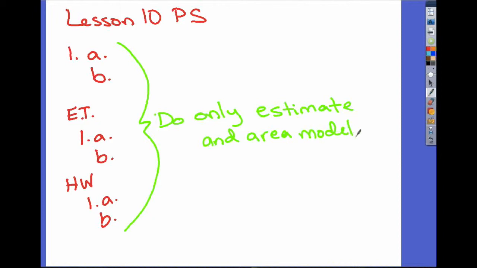So you're going to only do estimate and the area models. Because on Monday, then, we're going to talk about how to solve decimals using the standard algorithm. So this should give you practice today finishing the area models. So by Monday, you'll know exactly how to do an area model with decimals, right? Based on our example today. And the estimate, you already know how to do those too.